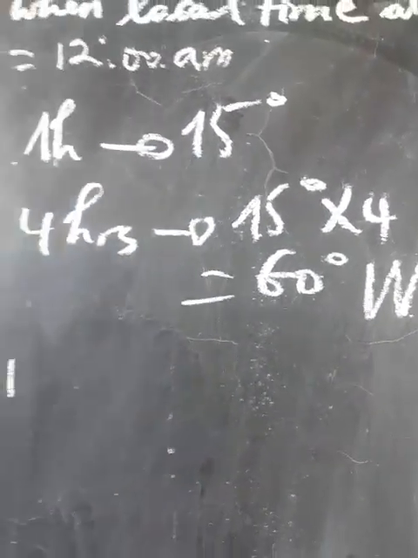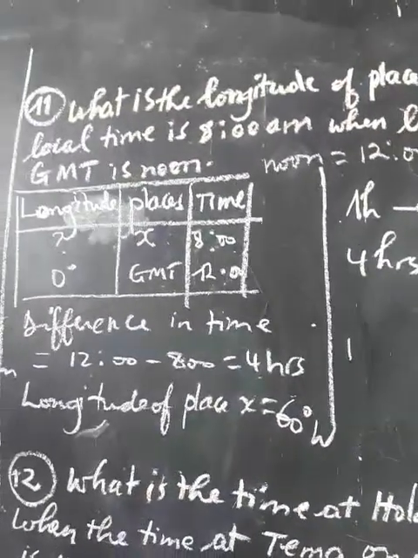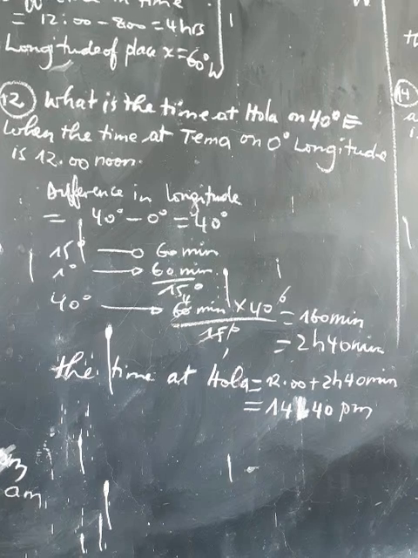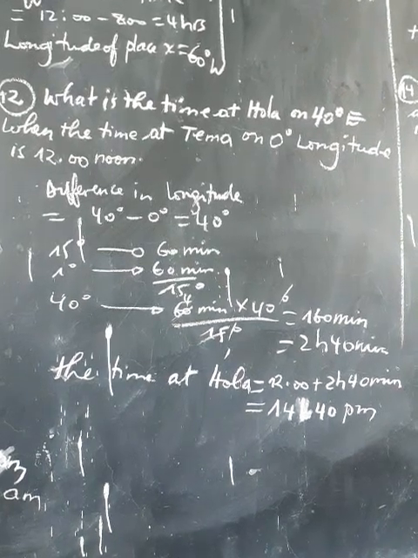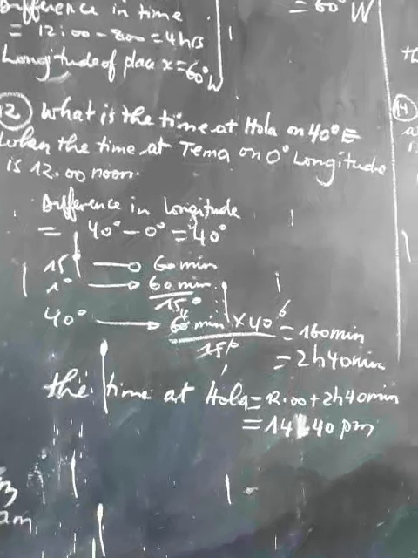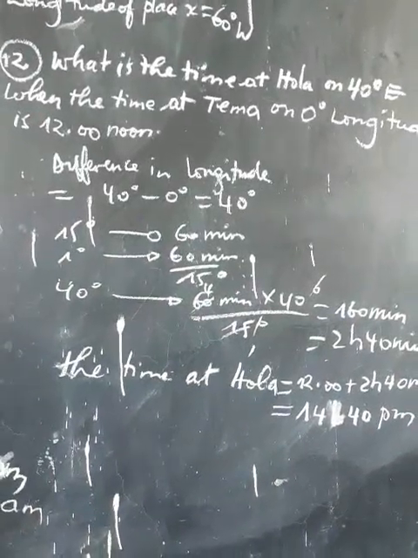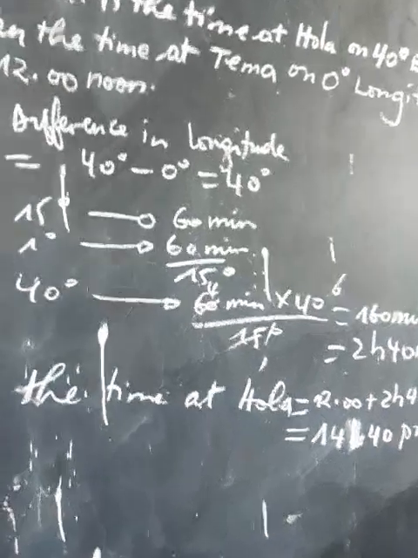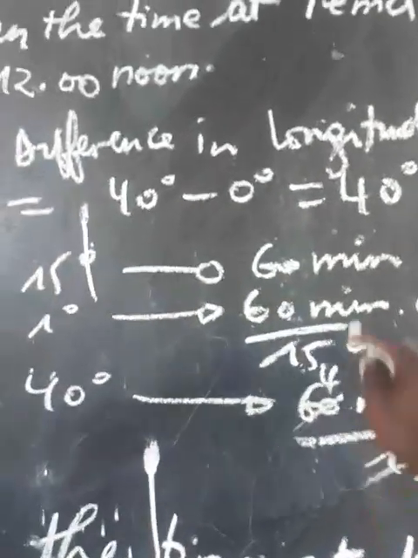Let's go to question number 12. What is the time at Hora on 40 degree east when the time at Tema on 0 degree longitude is 12 noon? So here we first look for the difference in longitude. We take 40 degree minus 0 degree, which is equal to 40 degree.